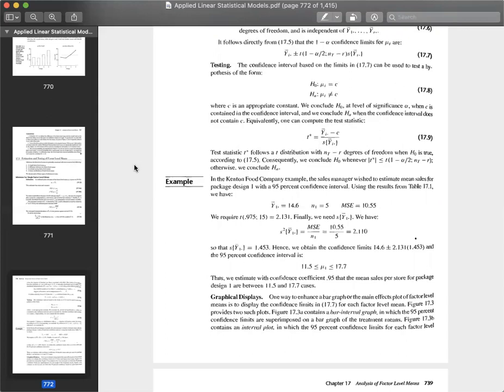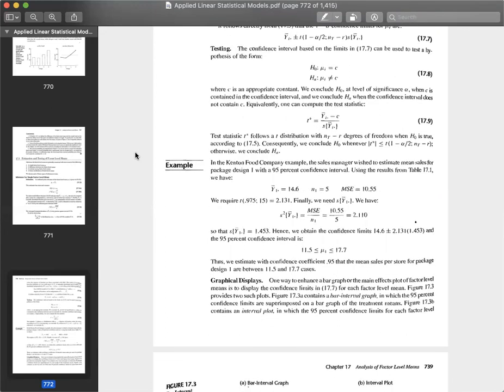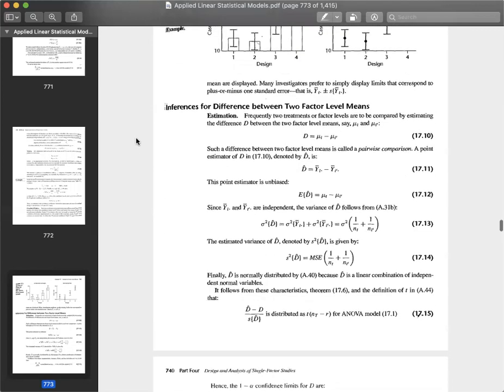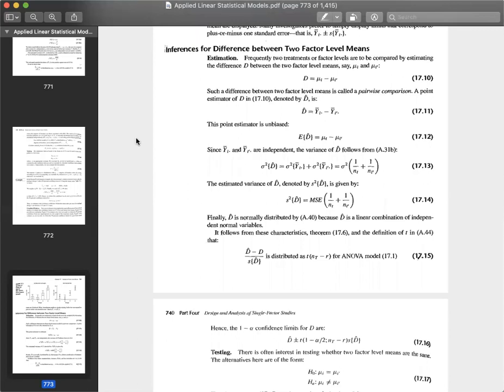Equivalently, we can compute the test statistic t star equals yi bar dot minus c over s of yi bar dot. The test statistic t star follows a t distribution with nt minus r degrees of freedom when the null hypothesis is true. Consequently, we conclude the null hypothesis whenever the absolute value of t star is less than or equal to t of 1 minus alpha over 2, nt minus r degrees of freedom. Otherwise, we conclude the alternative hypothesis. The inferences for difference between two factor level means.